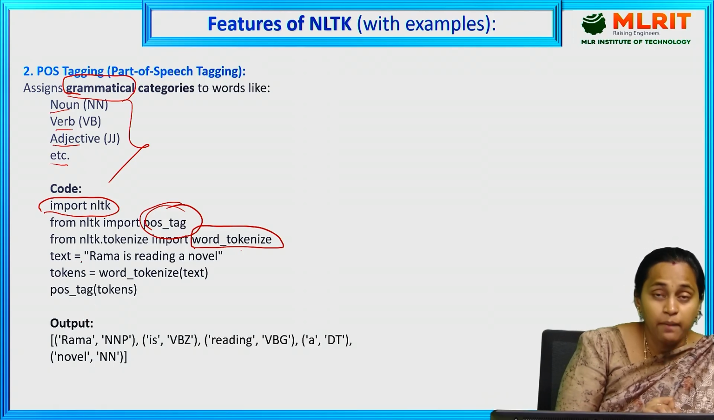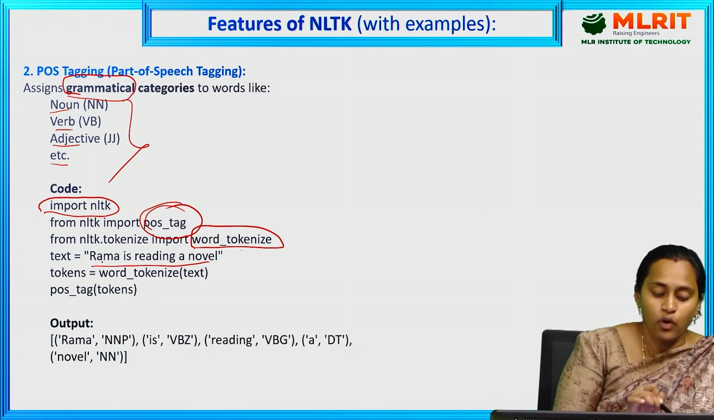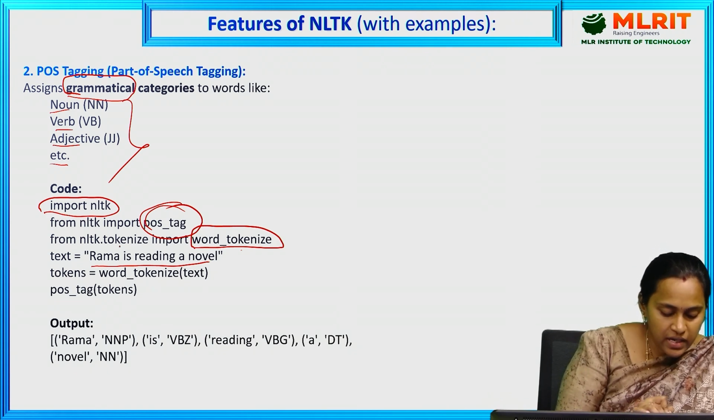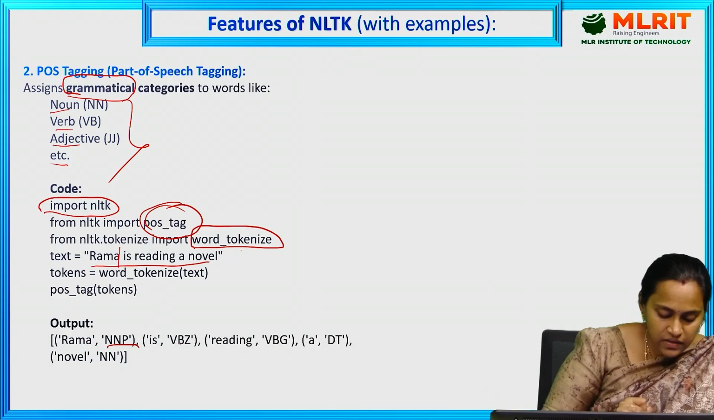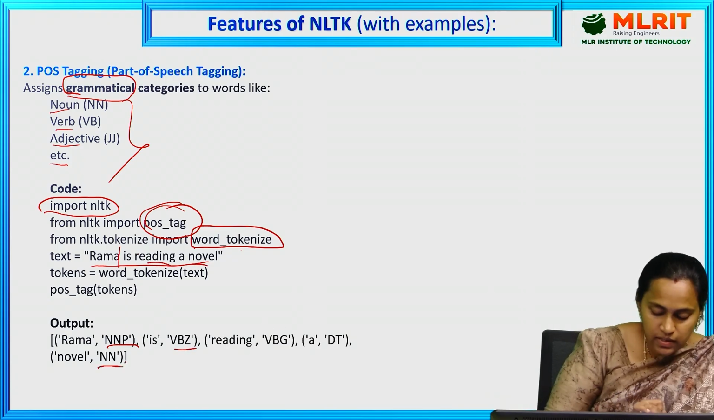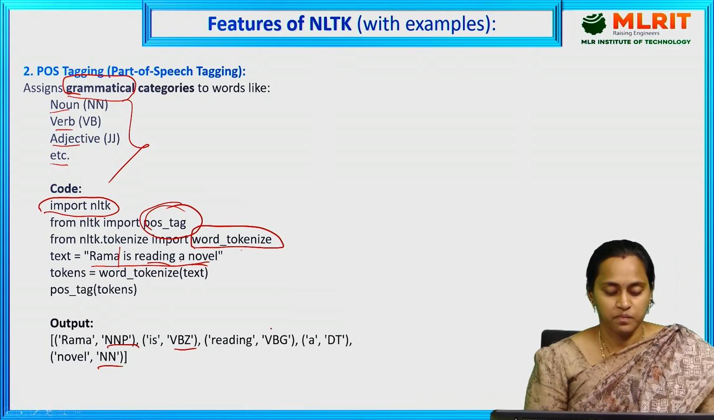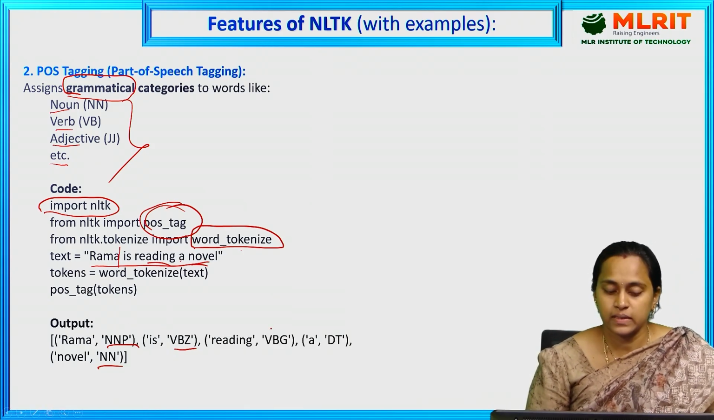Let's see here, I am taking one text: Rama is reading a novel. After word tokenization, Rama is a noun, is is a verb, reading is a verb, and novel is a noun. A is a determiner. This is the final output of the specification of grammatical categories.